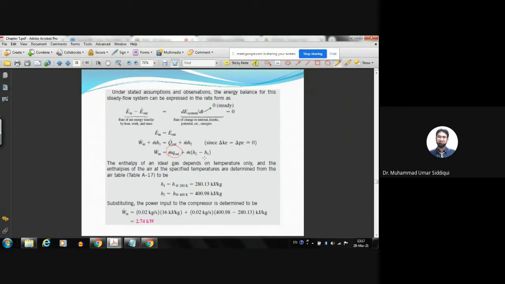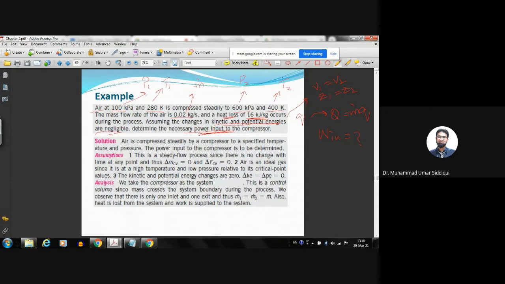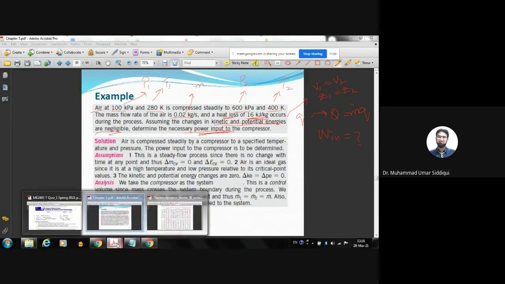So now we know what Q out is, and we know what m dot is. If we know h1 and h2, we can determine W in. We can determine h1 and h2 because we know P1, T1, and P2, T2, so we can just go directly into the table.